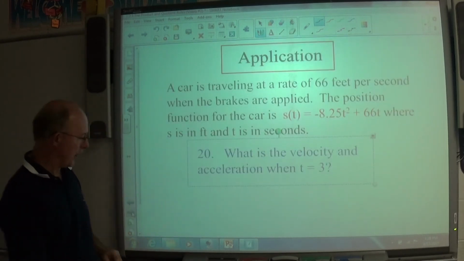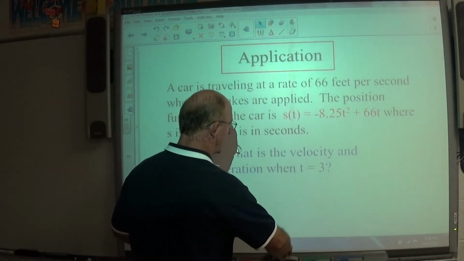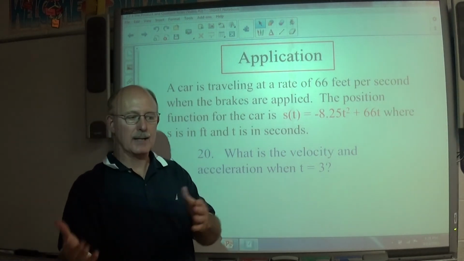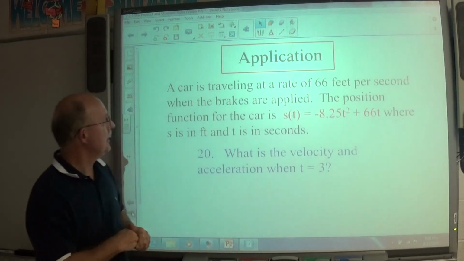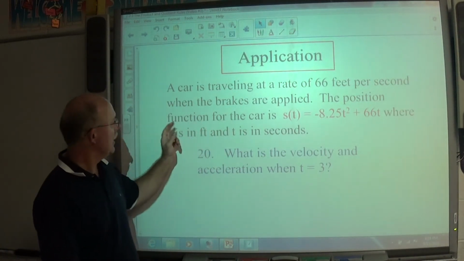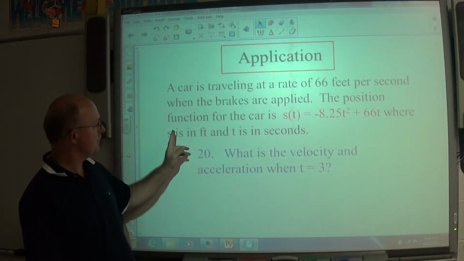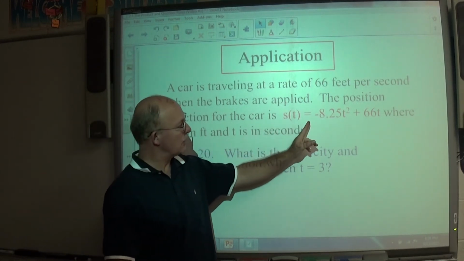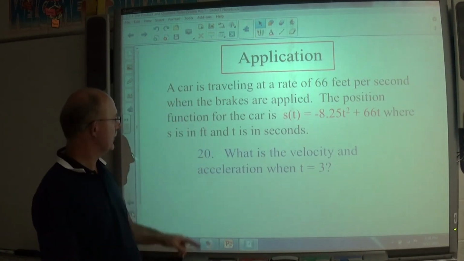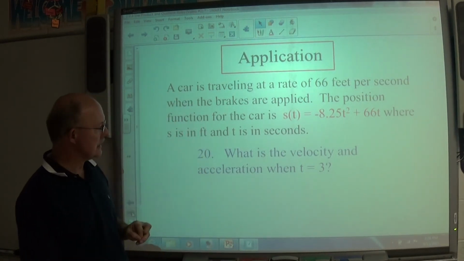Okay, and one more problem. Let's try this right here. Now, those of you, my students, you may have this in your guided notes. If I can, I'll try to put this in, but this is a little application. So the car is traveling at a rate of 66 feet per second. Okay, when the brakes are applied, the position function for the car is s of t equals negative 8.25 t squared plus 66t, where s is in feet, t is in seconds.